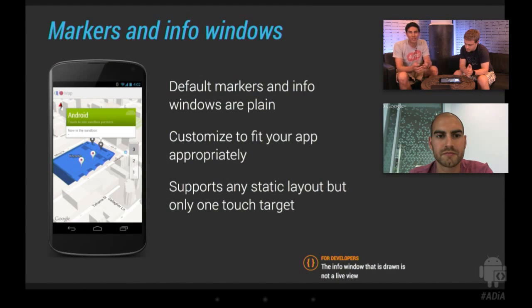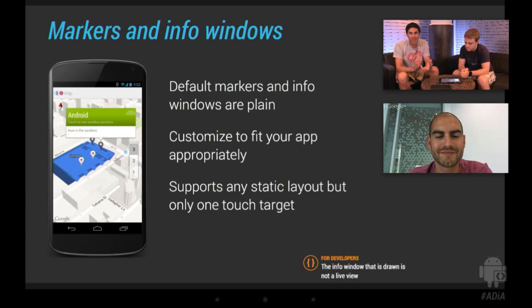So in terms of customizing the map, there's two main components that you can customize. Well, there's a few others, but the main ones here are markers and info windows. Markers are the actual little markers that drop down on the map to indicate a location, and info windows are those little dialog boxes which pop up normally when you touch one of those markers. Obviously the default ones are kind of plain and boring. You should almost always customize these to fit your app appropriately.